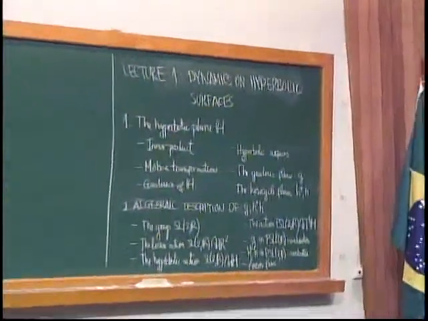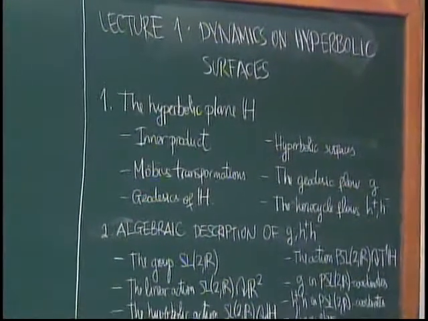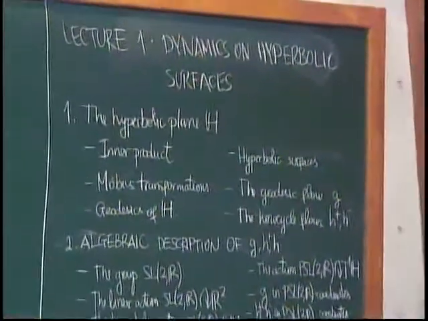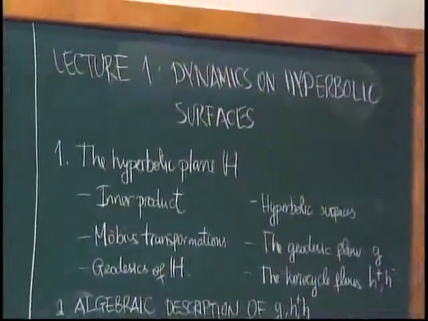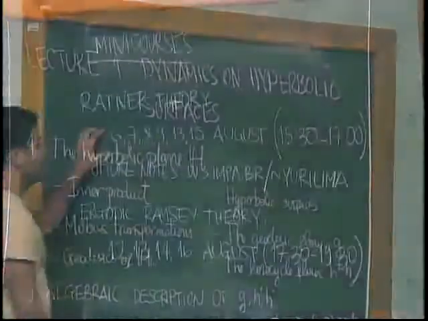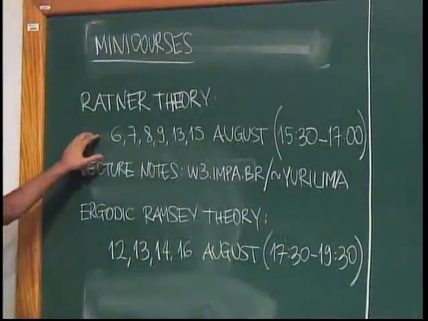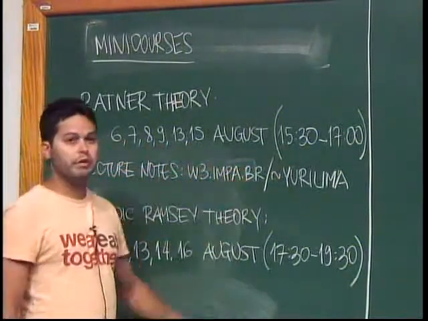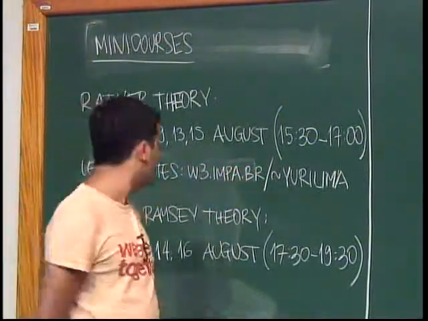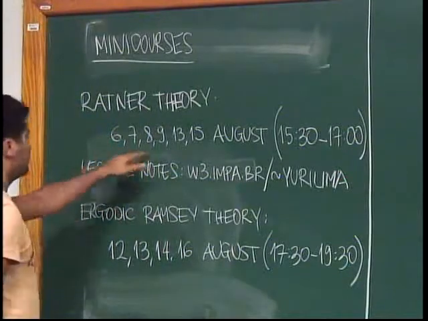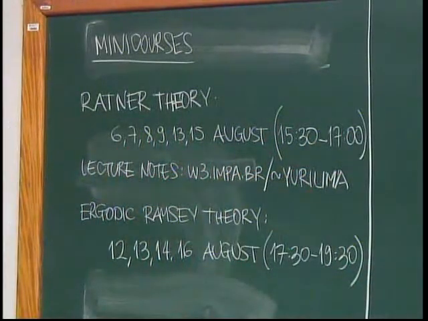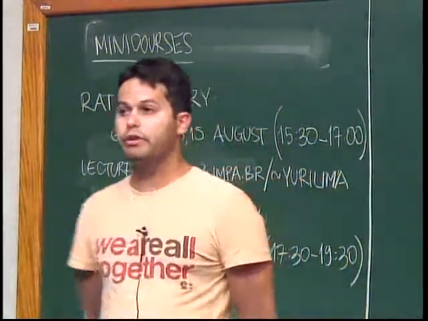We are going to have 2 mini courses, and after these 2 mini courses, we are going to have 1 workshop. The first mini course is going to be on Ratner's theory, and here is the schedule of the mini courses. We're going to have 6 lectures. All of them will be from 3:30 to 5 p.m. The first 4 lectures I will give, and the last 2, Alex Eskin will give.